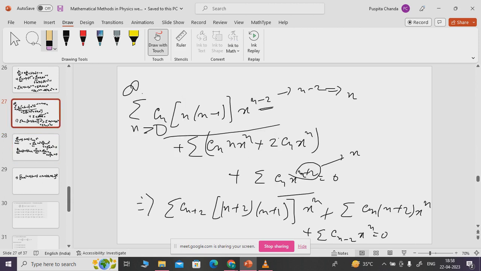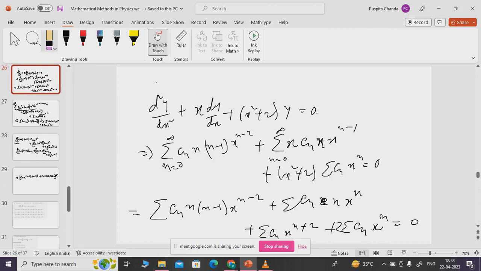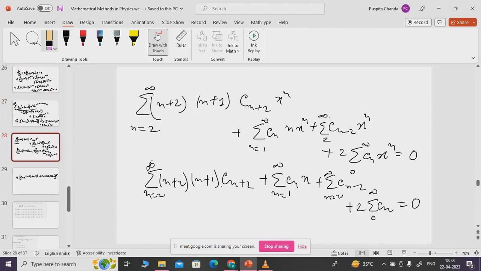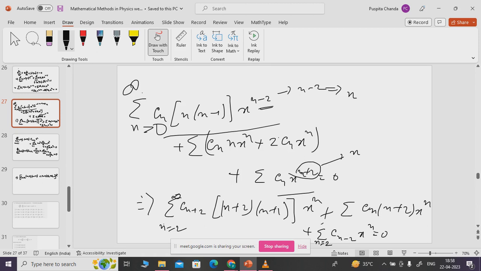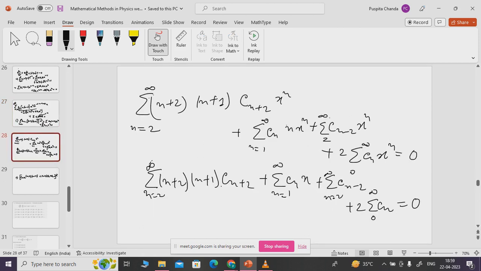Here when we replace n minus 2 by n, then n, when n is equal to 0 to infinity, so n minus 2 becomes 0 to infinity. N minus 2 is replaced by n, so n minus 2 is equal to 0 means n is equal to 2. So this limit becomes this, and this also becomes 2 to infinity, because if we put n equal to 0, it will become c0 minus 2 c minus 2, which is not a feasible solution. So here also we need to convey like this.